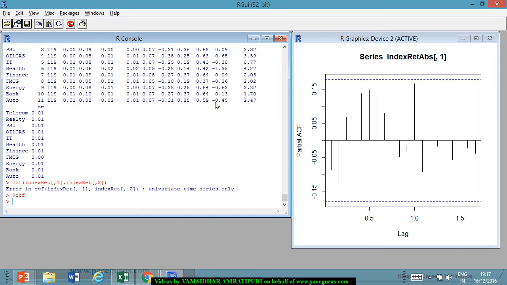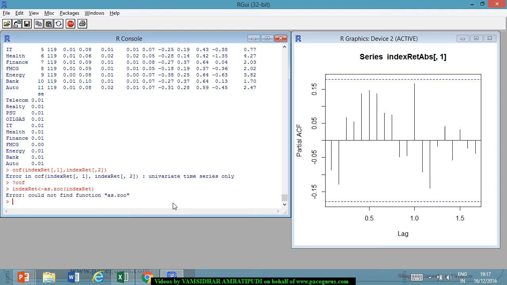Here it is taking only for univariate time series. Let me try converting the index TS or index ret directly, let me convert it with as.zoo, index ret, so that I'm converting it into a zoo object and see if... okay, I have to load the zoo package.